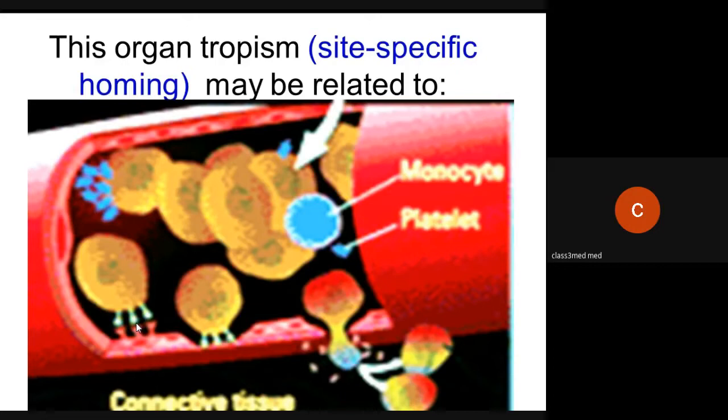Okay? So the first step is that the metastasizing tumor cells express receptors in order to adhere to the endothelial cells, and there should be specific ligands for these receptors. So the site of metastasis is determined by the ligands expressed by the endothelial cells of the capillaries of the target organ. This is a very important factor that determines the site of metastasis.